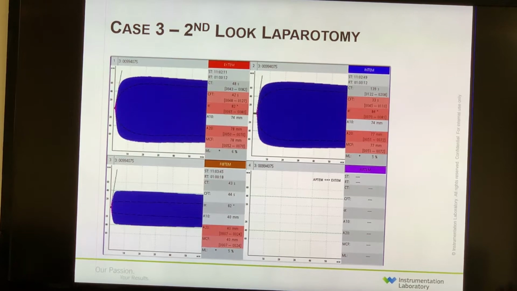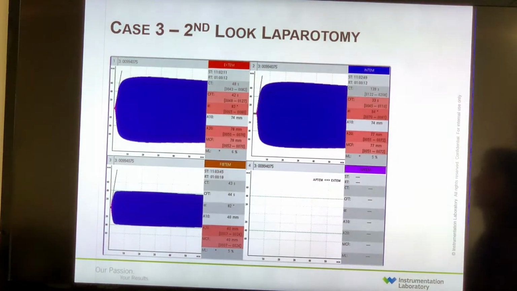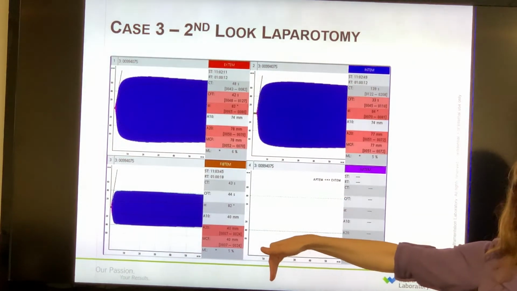Then they run the Rotem. What do you guys see in the Rotem? White glass. Yeah, huge white glass, right? You think they needed FFP? No. So this was a situation where it's just purely a surgical bleed. And they were able to avoid those 3 to 4 FFP.